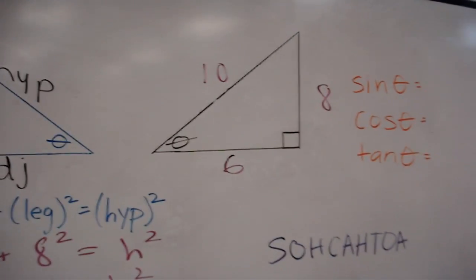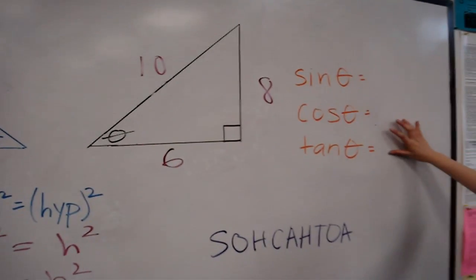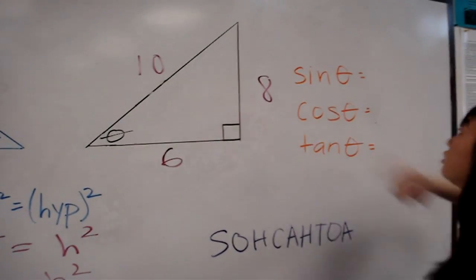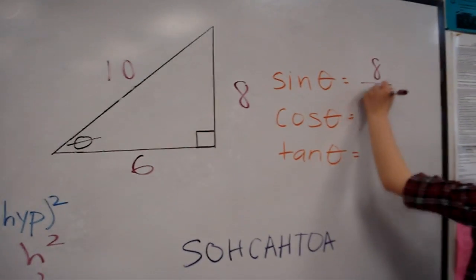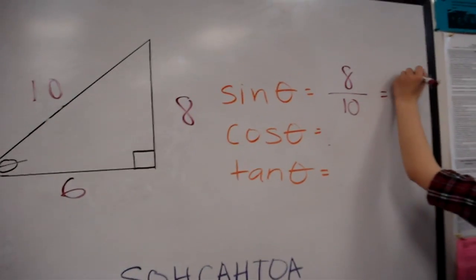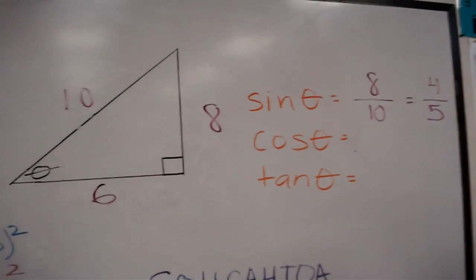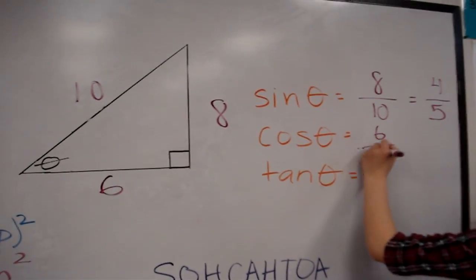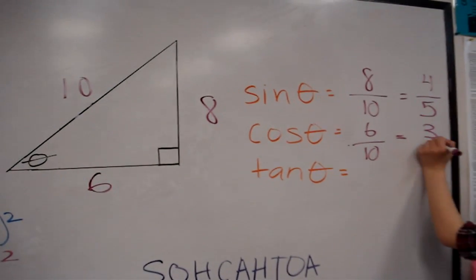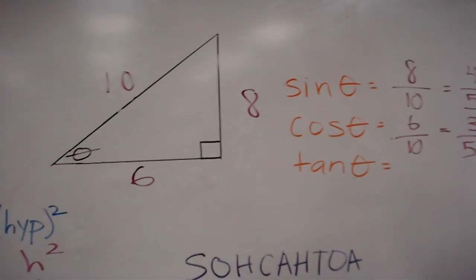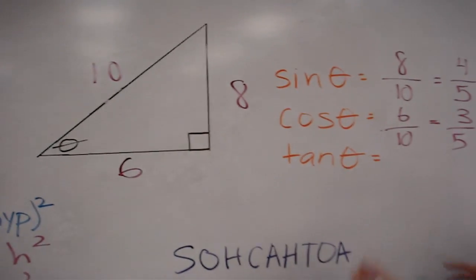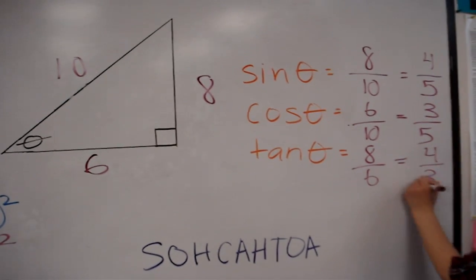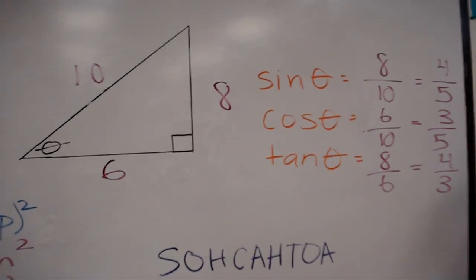Now that we got all the sides, we can evaluate what sine, cosine, and tangent is. And using SOHCAHTOA, we know that sine is opposite over hypotenuse. So 8 over 10, and when you simplify it, it will be 4 over 5. Cosine is adjacent over hypotenuse, so that would be 6 over 10. So our final answer would be 3 over 5. Tangent is opposite over adjacent. So 8 over 6 equals 4 over 3. And now we evaluated all the functions.